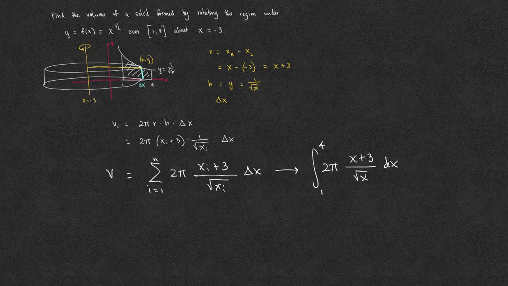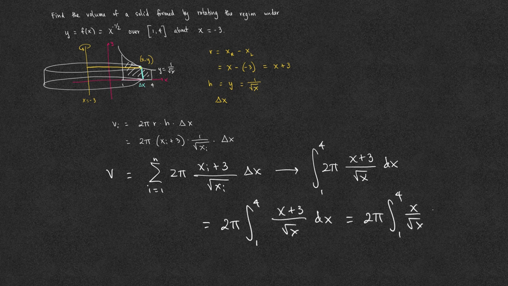2 pi is a constant, so we can bring it to the front of the integral. We need to evaluate 2 pi, the integral from 1 to 4 of (x plus 3) over the square root of x dx. To evaluate this by hand, we need to simplify the integrand first. This is x over the square root of x plus 3 over the square root of x dx, which is 2 pi, the integral from 1 to 4. X over the square root of x is x to the 1/2. 3 over the square root of x is 3x to the negative 1/2.